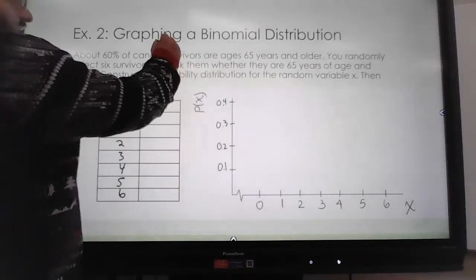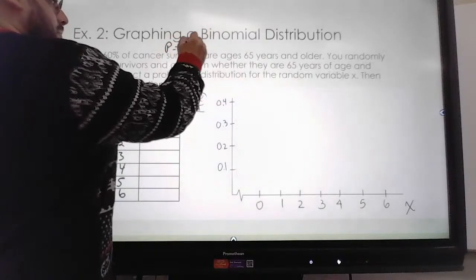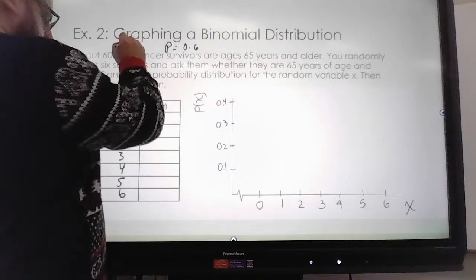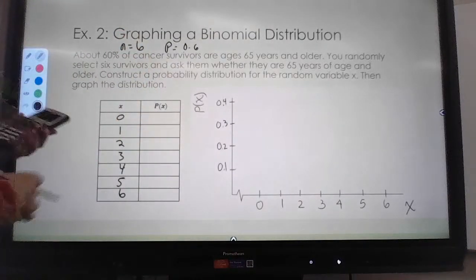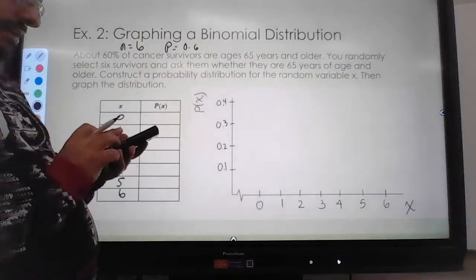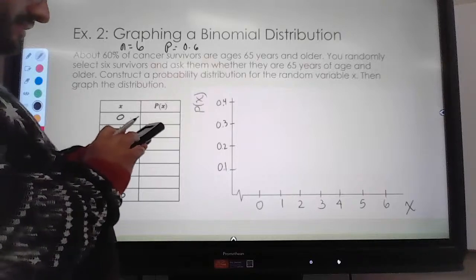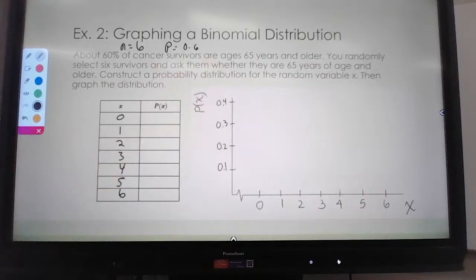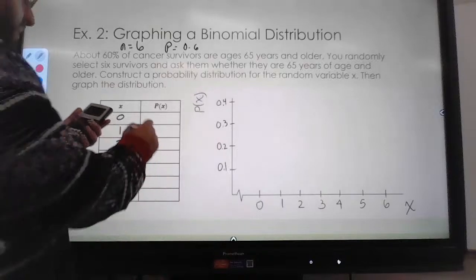My probability of success, p, is 0.6, because it's about 60%. Our n was 6, and then our r will just be x as before. So again, I'm going to fill this out using my graphing calculator. So this is a binomPDF, 6. This time 0.6 is going to be our p, and then our r will be x, second graph. All right, now I'm going to start filling these in. Again, I'm going to go 3 decimal places.